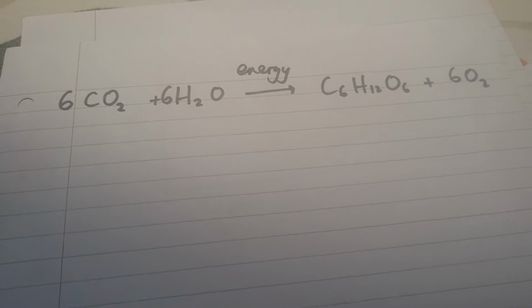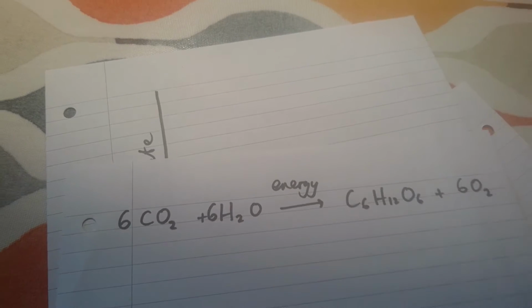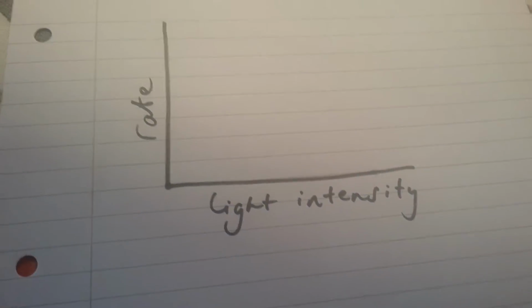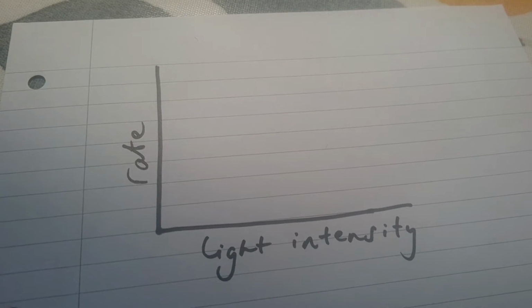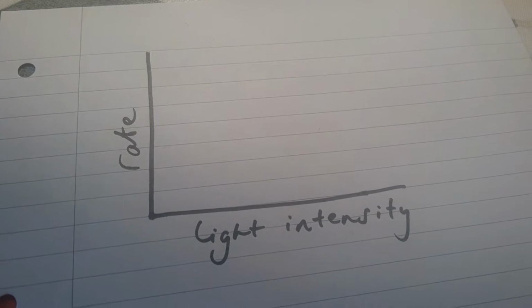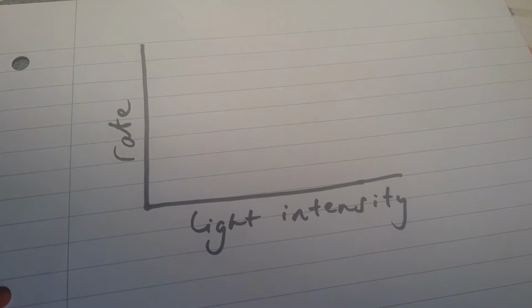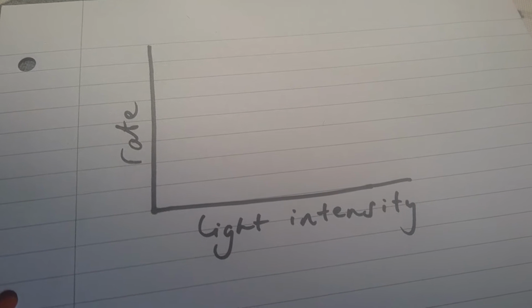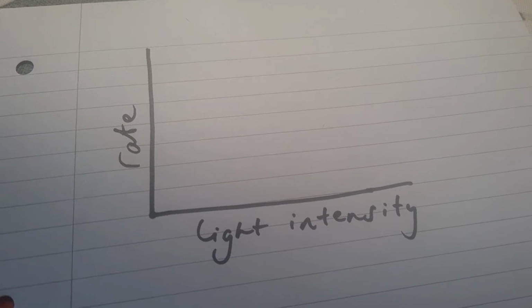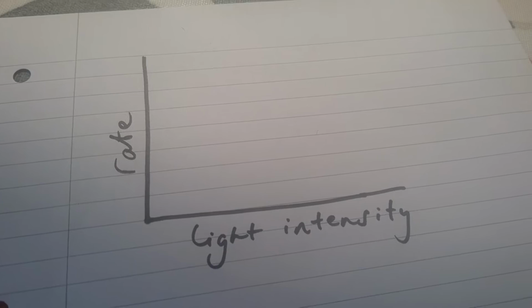When I say go, what I mean is it has a rate. And rate means kind of how fast something goes. So photosynthesis has a rate of reaction. So low rate means a low rate of photosynthesis. High rate means a high rate of photosynthesis. So it's pretty easy, really.